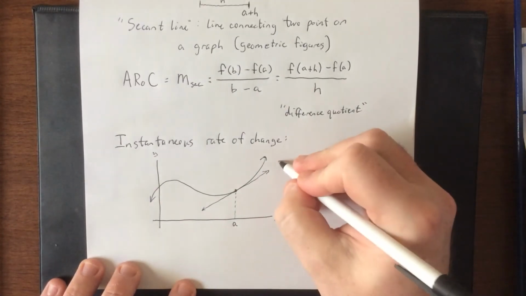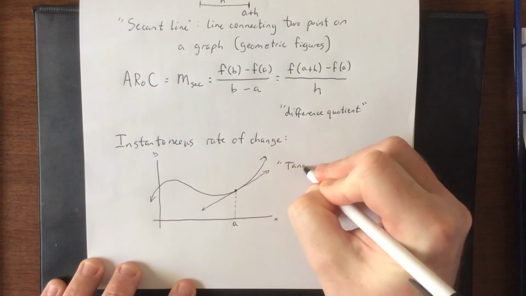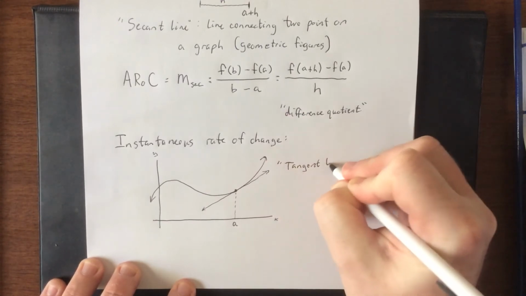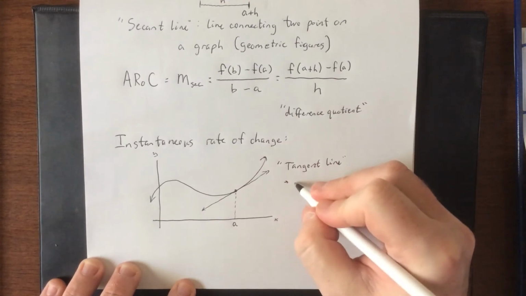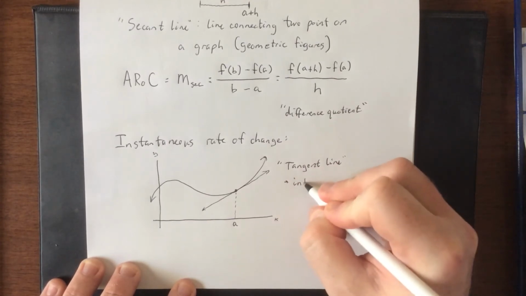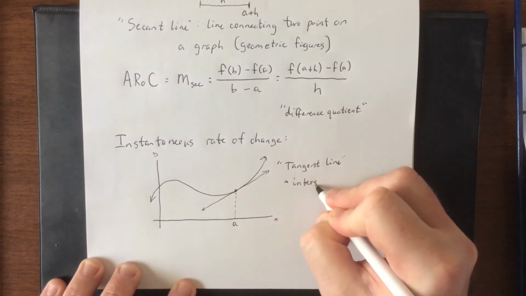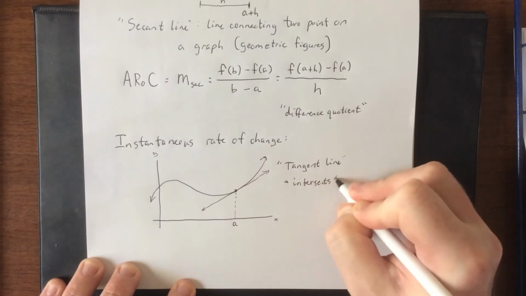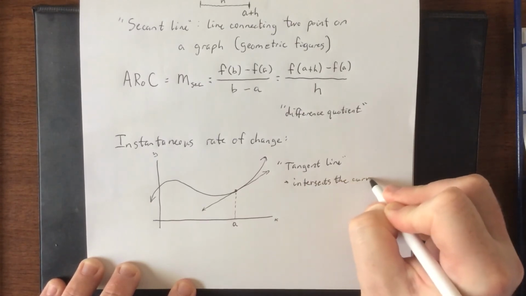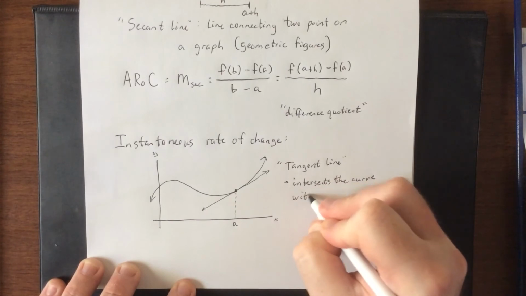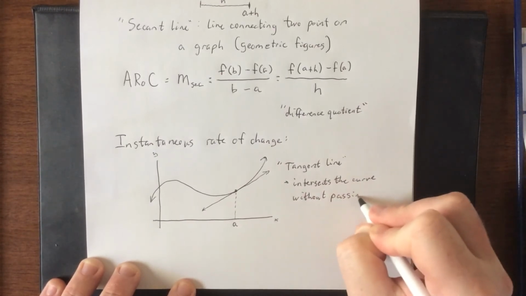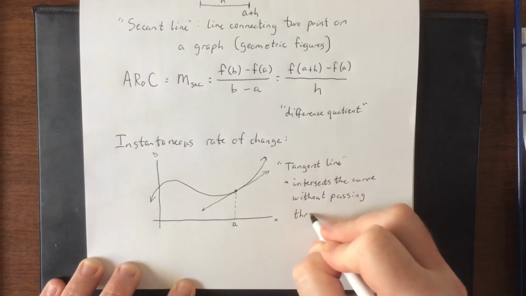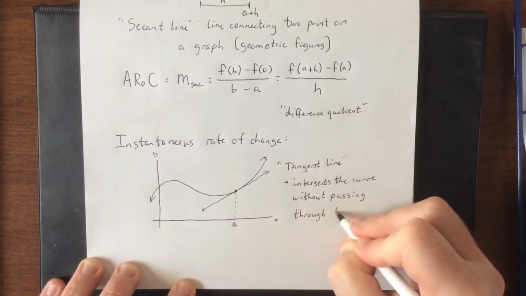And this line has a special name. It is referred to as a tangent line. So this is the line that intersects the curve without passing through the curve.